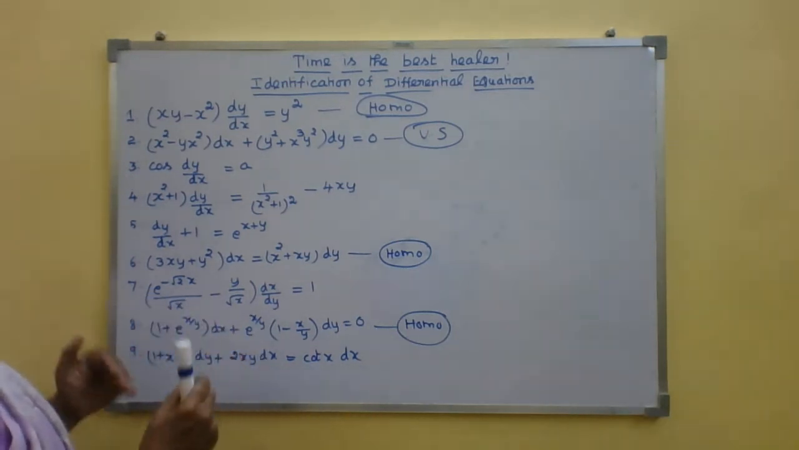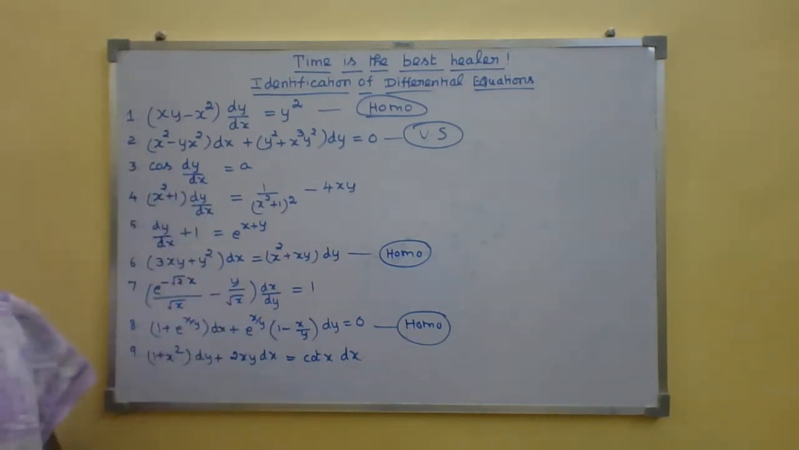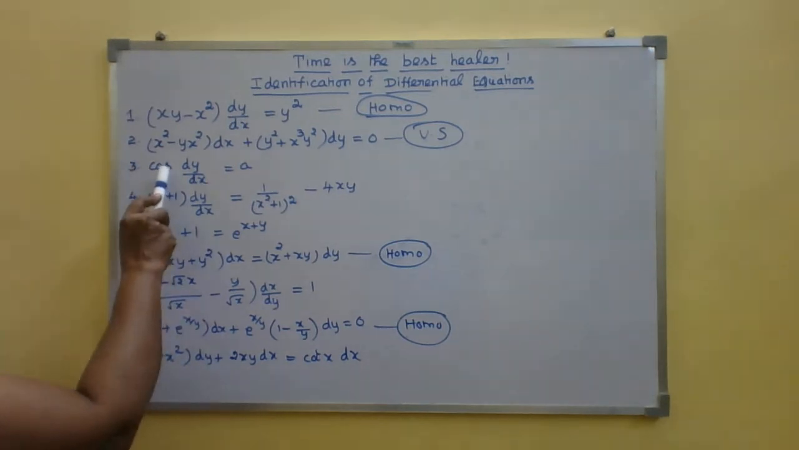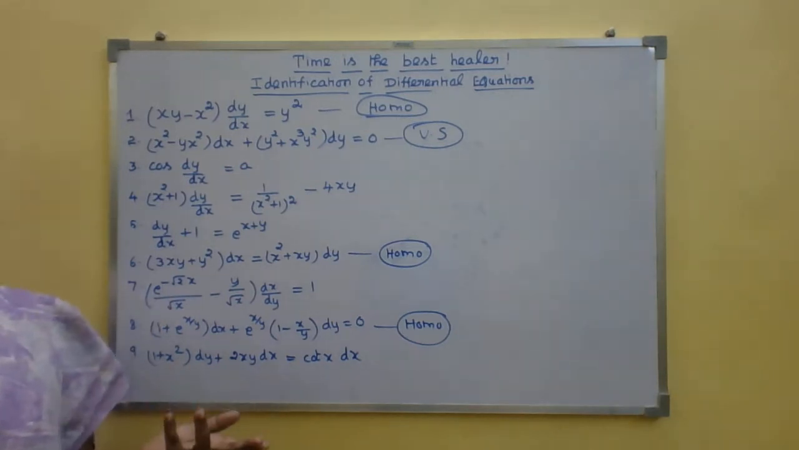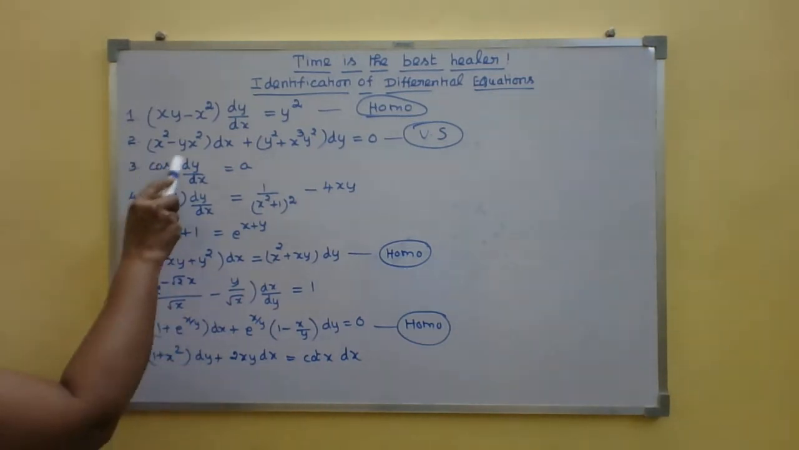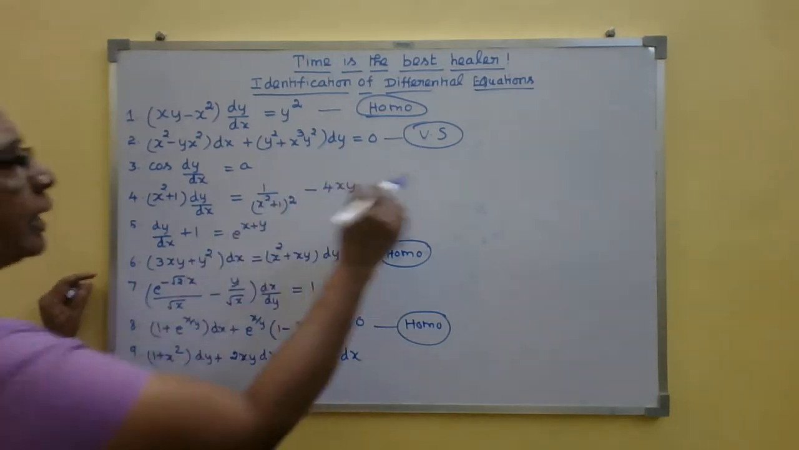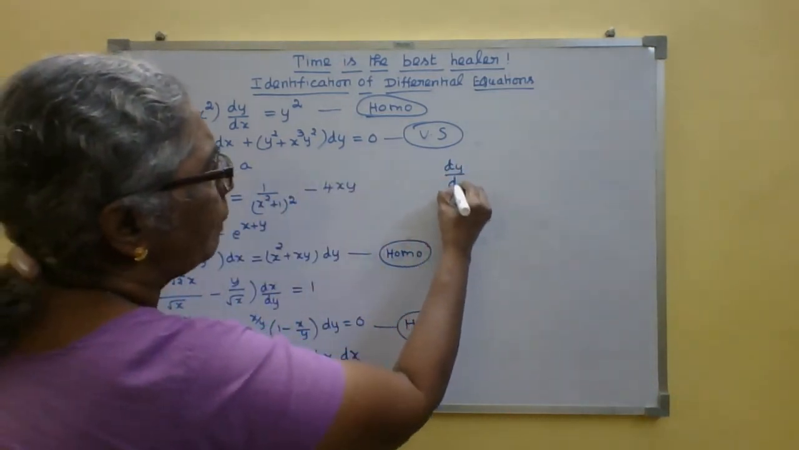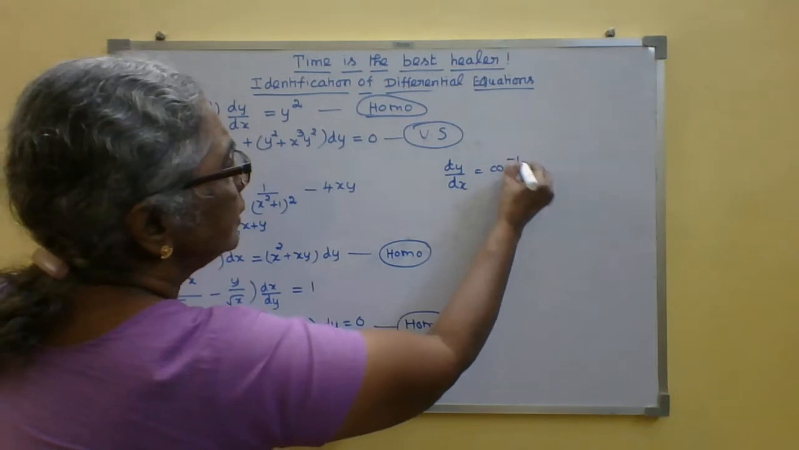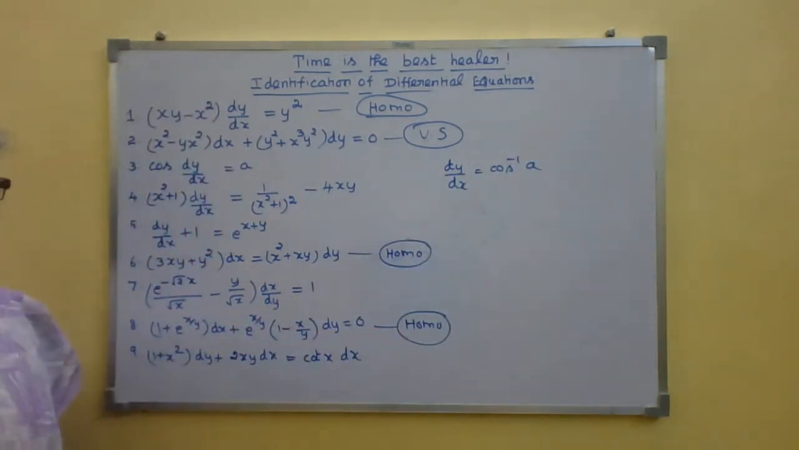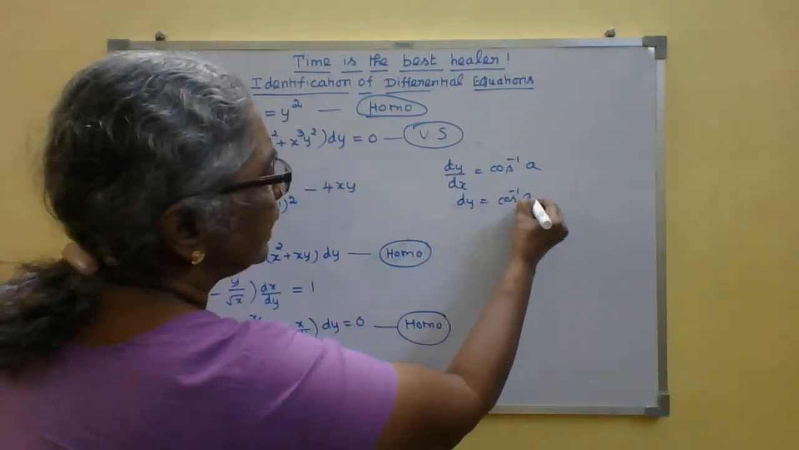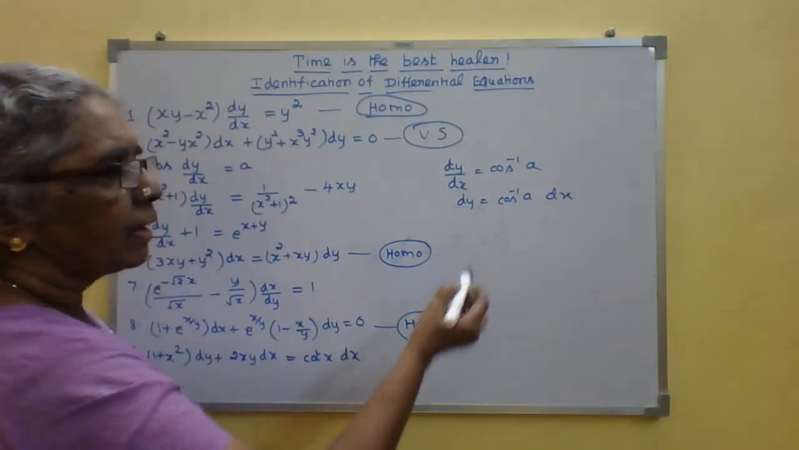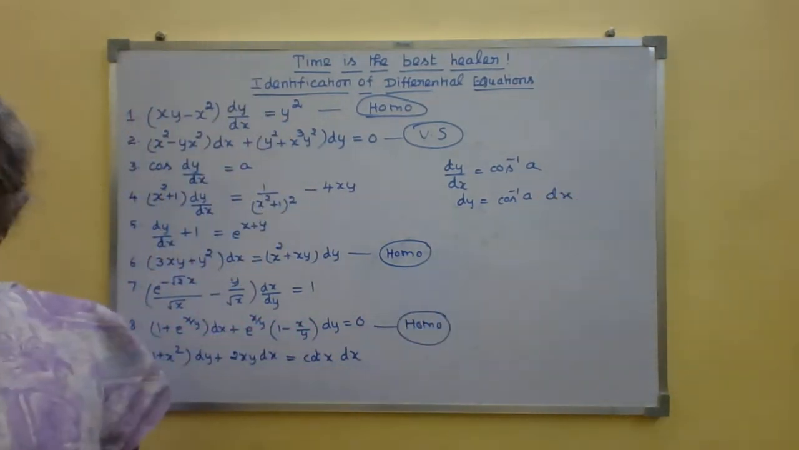So the next thing, I am just thinking of the third sum. If you see the third sum, you have got, for the dy by dx, a cos function there. So I cannot proceed. So what I will do, I can write cos of dy by dx is equal to a, so I can write dy by dx is equal to cos inverse a, right? So you know cos inverse a is a constant. You keep the dy here, you take the cos inverse a here and dx here. So now you know it is variable separable.